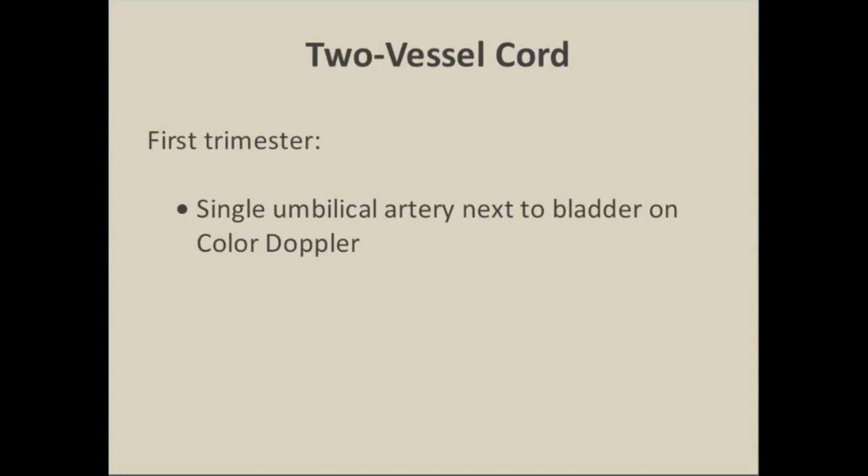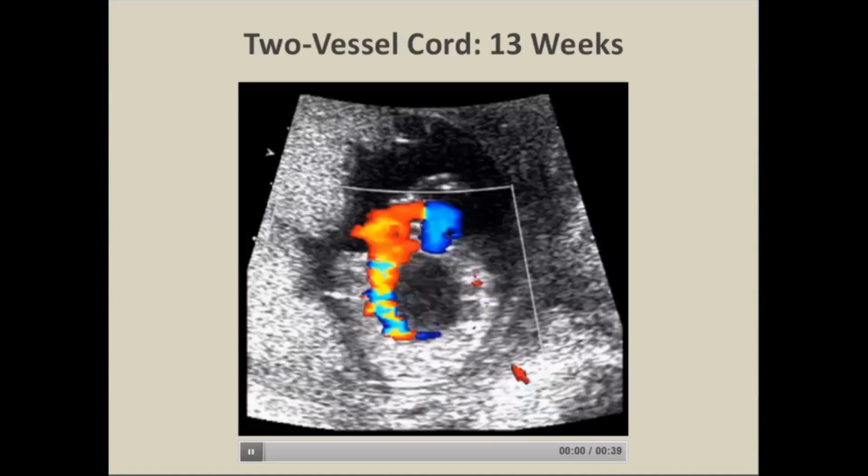When we see a single umbilical artery, the only way really to do this in the first trimester is to use color Doppler looking at the fetal bladder to see how many vessels travel from the iliac arteries to the umbilical cord. And here's what you'll see with the two-vessel cord. Instead of seeing two vessels, one on either side of the bladder, you'll see a single vessel traveling to the umbilical cord insertion.